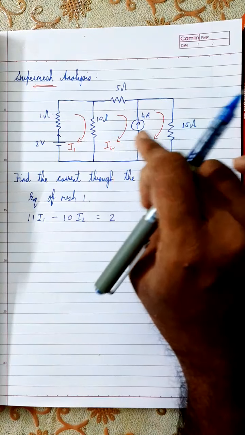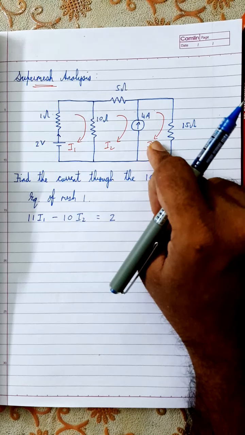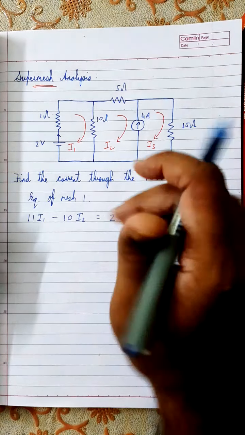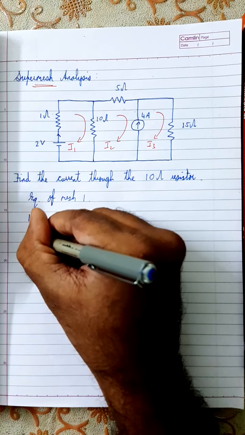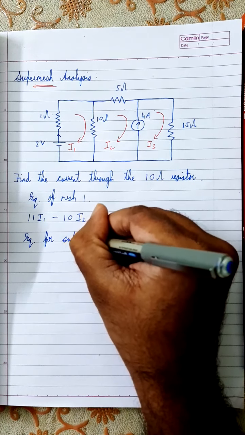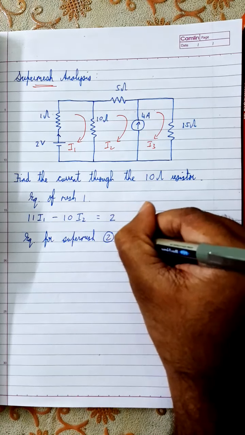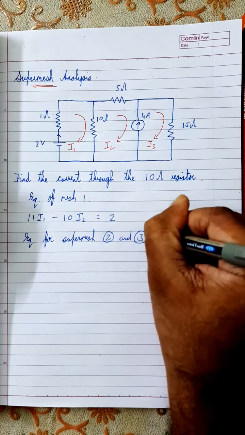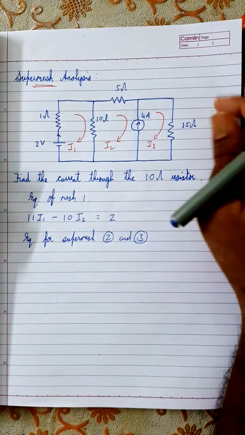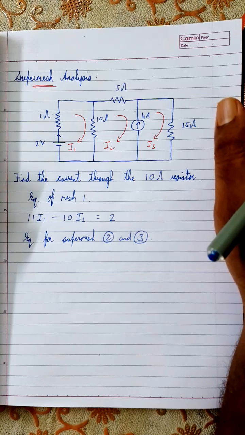Now what about mesh 2 and mesh 3? You cannot write the equation for mesh 2 and you cannot write the equation for mesh 3, because in both cases you don't know the voltage across the 4 ampere source. So what you do is write the equation for super mesh 2 and 3. This is the equation that you are going to write. Equation of super mesh 2 and 3, which means mesh 2 and mesh 3 form a super mesh, right?